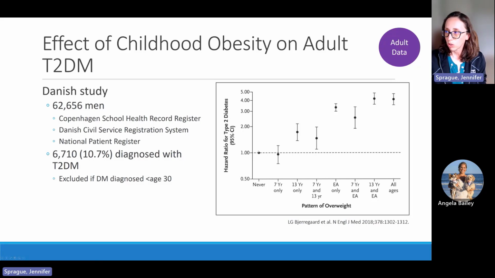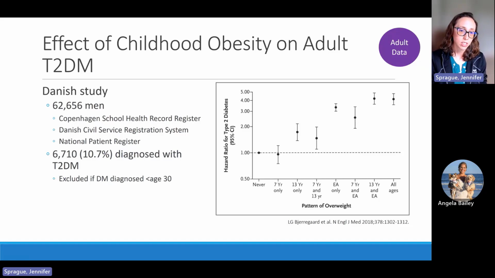So the individuals who never had obesity had a hazard ratio of 1, so baseline. If they had obesity only in early childhood, only at age 7, the hazard ratio for getting diabetes was very similar to never having obesity. But if they had obesity at age 13 or young adulthood, that risk was higher, and the highest risk was patients who had obesity at age 13, in early adulthood, or at all of the ages. That was about a 4-time hazard ratio.